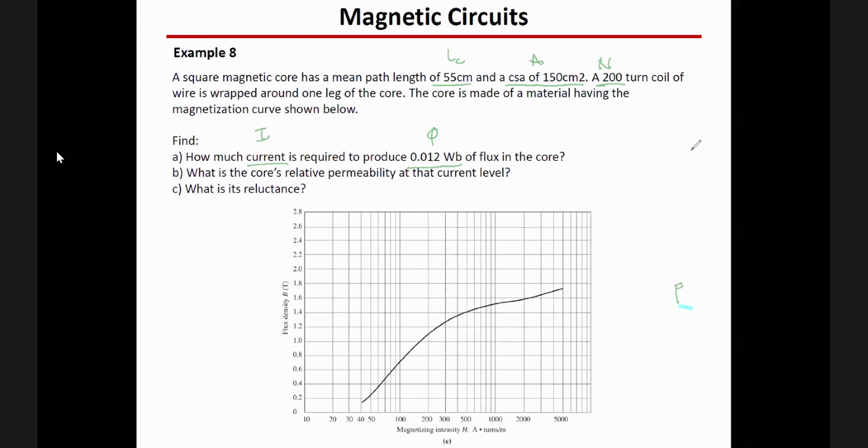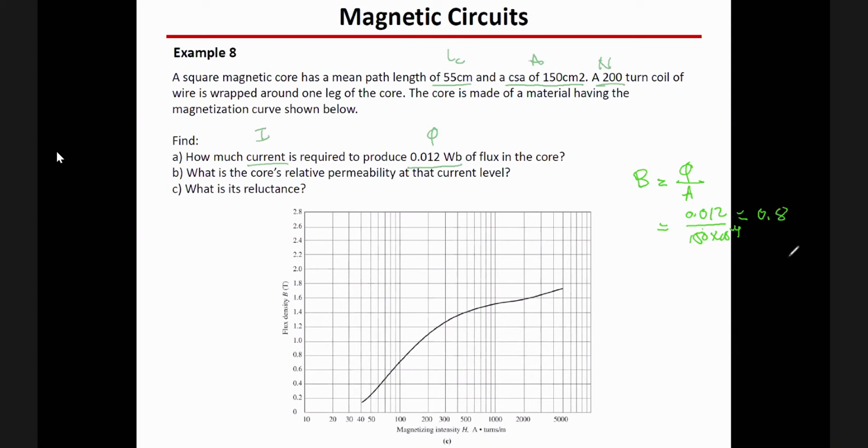Or what can we do? Since we have the flux and we have the area, what can we find? B. Yes. B now will be equal to flux over area, which is 0.012 divided by 150 times 10 to the power minus 4. What's the value of this? 0.8. 0.8, okay.